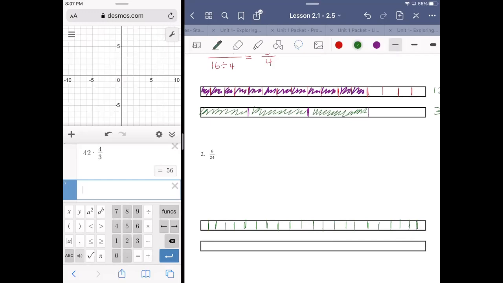All right, and so 6 of these are what's going to be shaded in. So 1, 2, 3, 4, 5, 6.